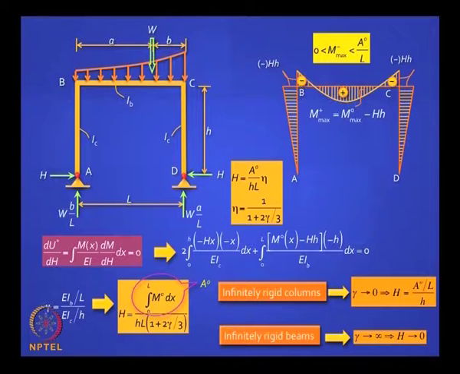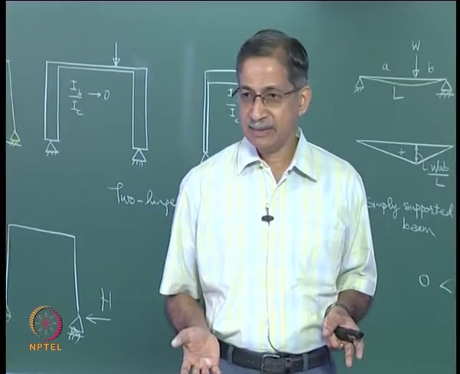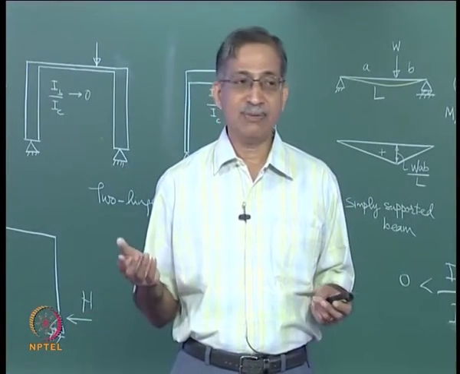So if you take a symmetric case, you will find that this moment here, capital H into h, when you substitute this equation, will be A naught divided by L. What does A naught divided by L remind you of? It is the average value of the bending moment in the free moment diagram. So it is interesting. The maximum value of the moment you get here is A naught by L, because the highest value of eta is 1.